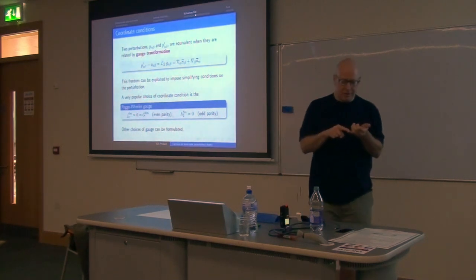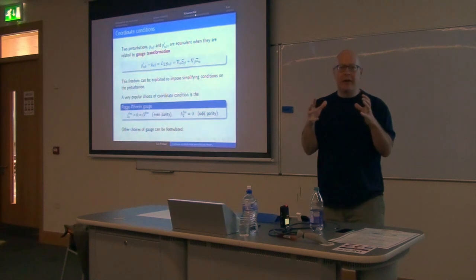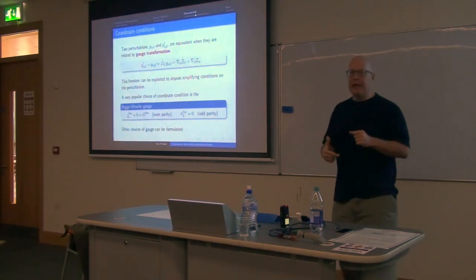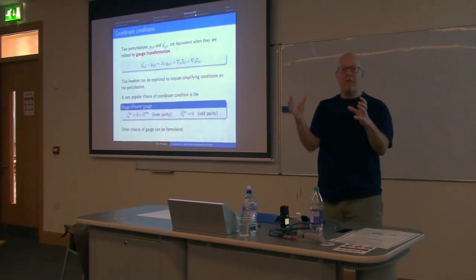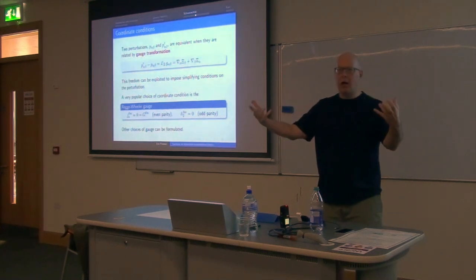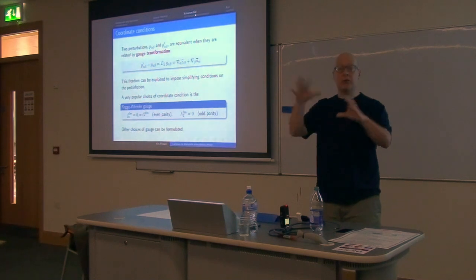So, when we talk about gauge invariant, you can always formulate the equations of black hole perturbation theory in terms of combinations of metric perturbations that can be shown to be invariant under a gauge transformation. And those are gauge invariant variables. And there are lots of ways you can do that.